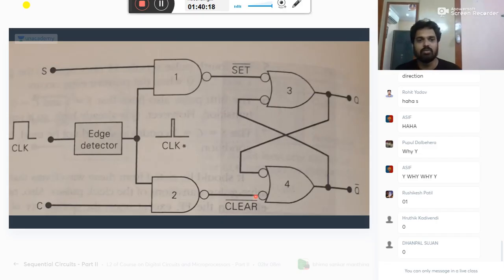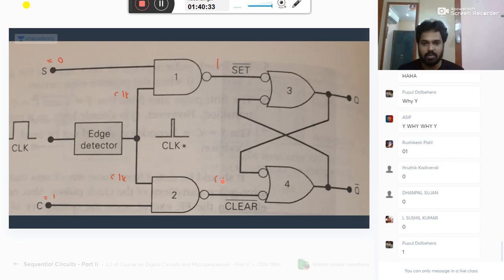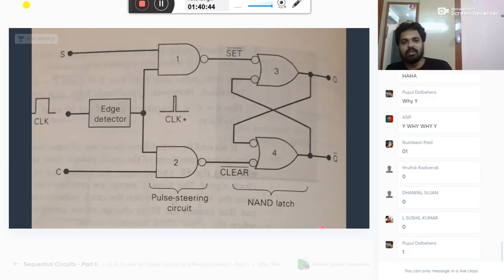Let me tell you here also. When S equal to 0, C equal to 1, earlier what I did, right? So now here also clock is there. Clock into 0 is 0, whole bar is 1, and clock into something is clock bar. Okay, so that's why we call the second part the pulse steering circuit. I know you are not convinced until I explain the logic again.